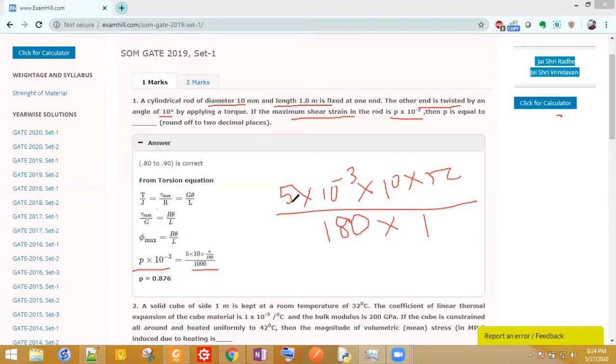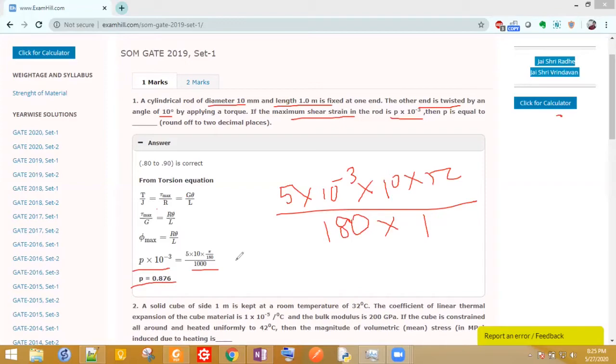Now solve this. If you have a pen and notebook, you can solve. I will also solve so that we can practice. Just check whether you get the value of P as this. In the exam you can bring a calculator also, so if you have a calculator, you can use that.